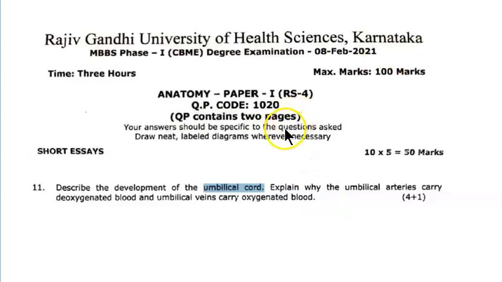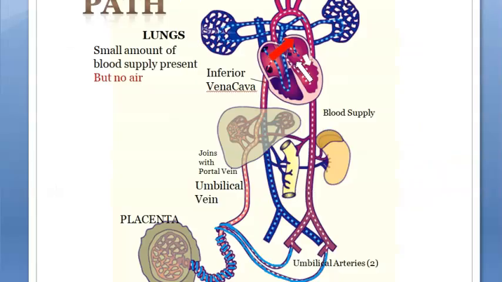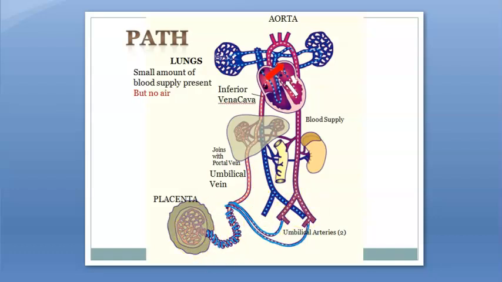Remember, the blood is not exchanged between the mother and the fetus, just the oxygen. Here you'll have to explain fetal circulation. So if you remember this diagram from the fetal circulation, we've already covered this in a different video. Look at this: placenta, umbilical vein joining the portal vein, inferior vena cava.